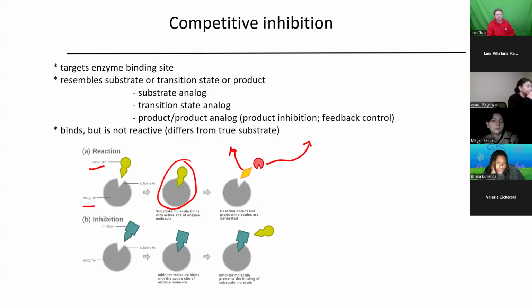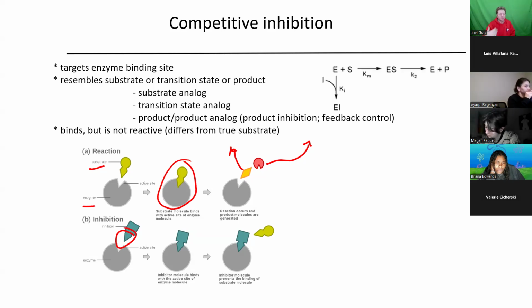In the event that we have a competitive inhibitor, notice how it's got this triangle structure. That's going to match up with the active site, in which case it's going to block your natural substrate from binding. So it jumps in there, stops the reaction from happening. So we have our free enzyme that never ultimately binds that substrate, and we form this EI structure, and we never form this ES structure.